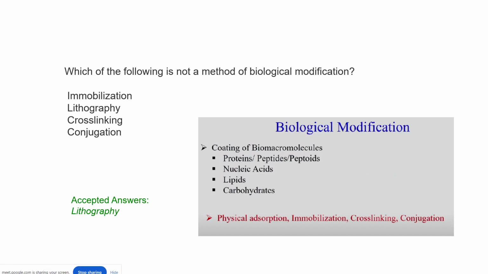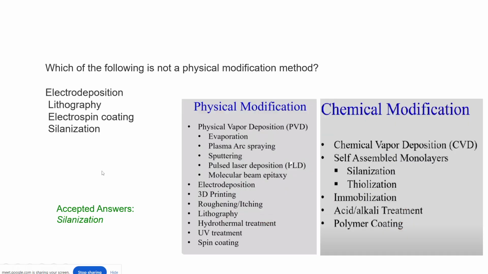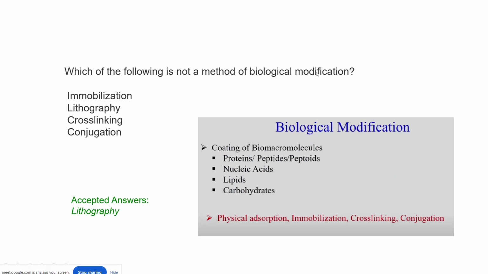Is the next question, which of the following is not a method of biological modification? So here the correct answer would be lithography. As discussed in the previous question, lithography is part of physical modification, so it is not a biological modification. Other than that, immobilization, cross-linking and conjugation, these are all different kinds of biological modification methods.